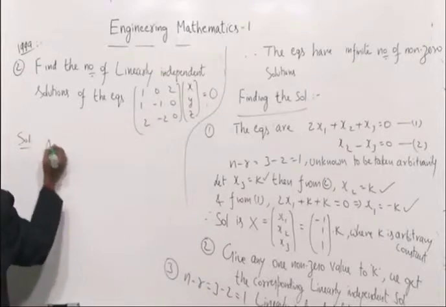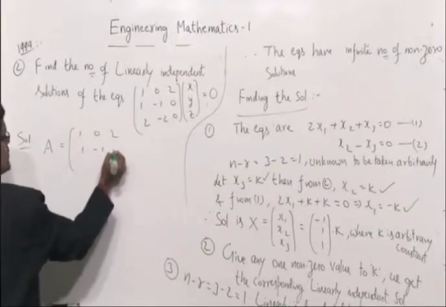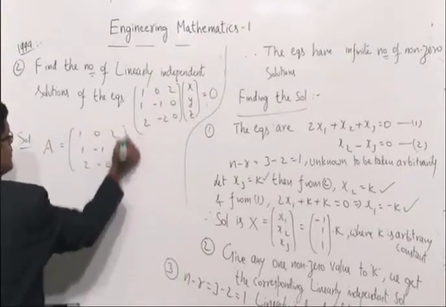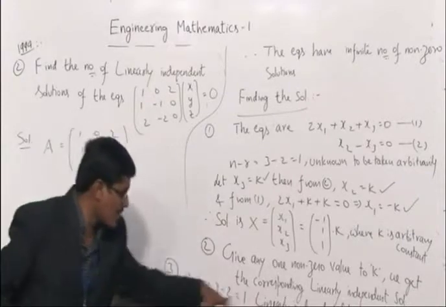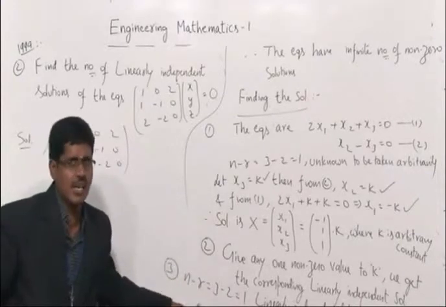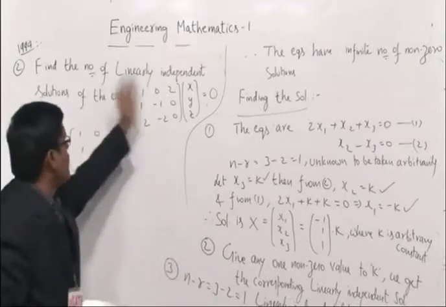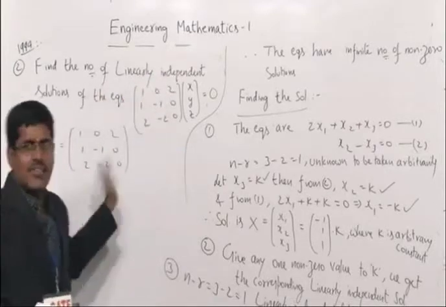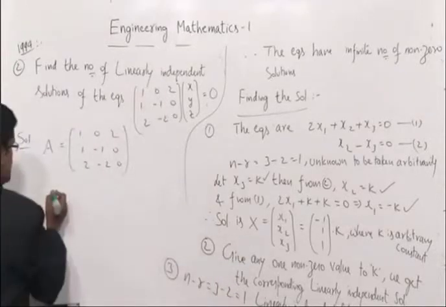Just I am giving the hint. First step, perform the matrix A: 1 0 2, 1 minus 1 0, 2 minus 2 0. Just in the previous problem, third note point I have given, the number of linearly independent solutions formula is n minus r. That means you first find r, the rank of the matrix A. Number of unknowns is 3. The difference n minus r is called the number of linearly independent solutions.